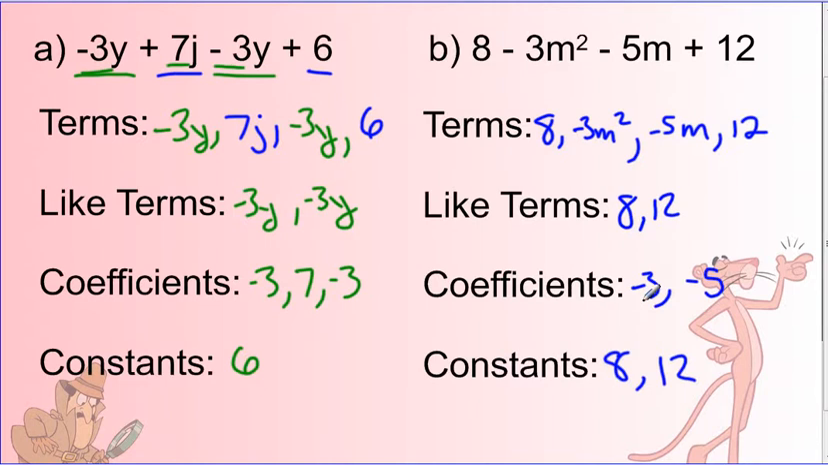Okay? Recap. Terms. Terms are all the individual little pieces. Make sure you keep the sign with the term. So negatives go with it, positives go with it. Like terms. The things you can add and subtract together. So like 8 and 12. Also, things that have the exact same variable. Like in the first example, the y's. 3y, 3y. Good. Coefficients is the number in front of each variable. If there's a variable, what's the number in front of it? And finally, constants are the numbers without a variable. All right. So nice little recap.